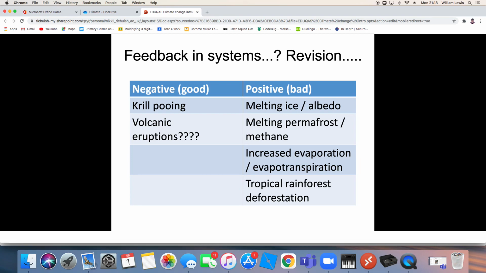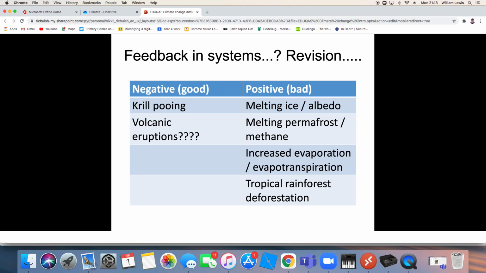As the Earth warms up, we should see more evaporation and evapotranspiration, shouldn't we? Well, I mentioned a while ago that water vapour is a greenhouse gas. We don't tend to mention it because humans don't really significantly directly affect it, but that could be a problem.